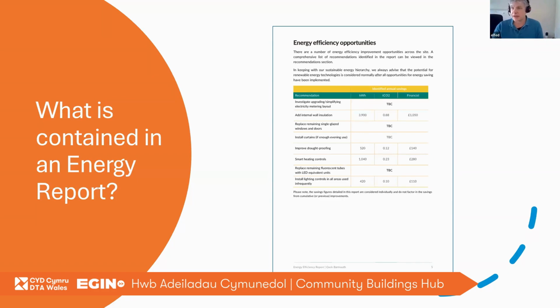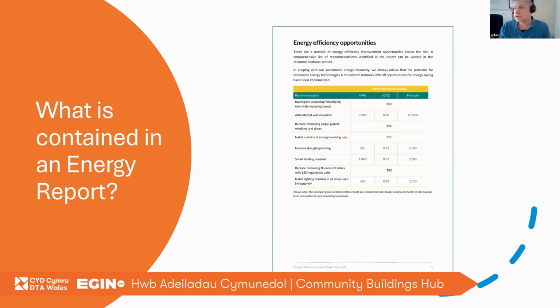And then as we get through the executive summary, it does start highlighting some top level things that you could be doing in your building to save money. This is still part of the executive summary. This is written again with slightly more detail at the end of the report as well. But we can see that for this particular building, one of the things is to simplify the electricity metering layout.